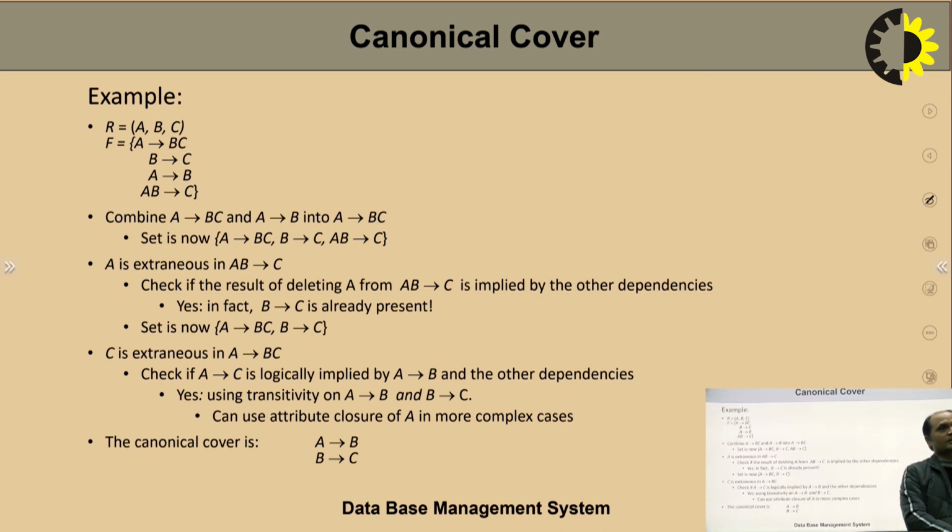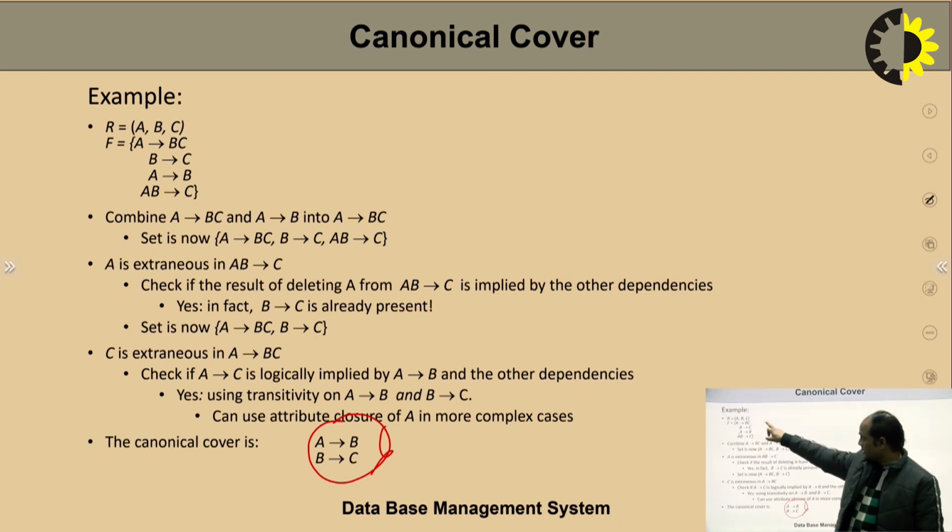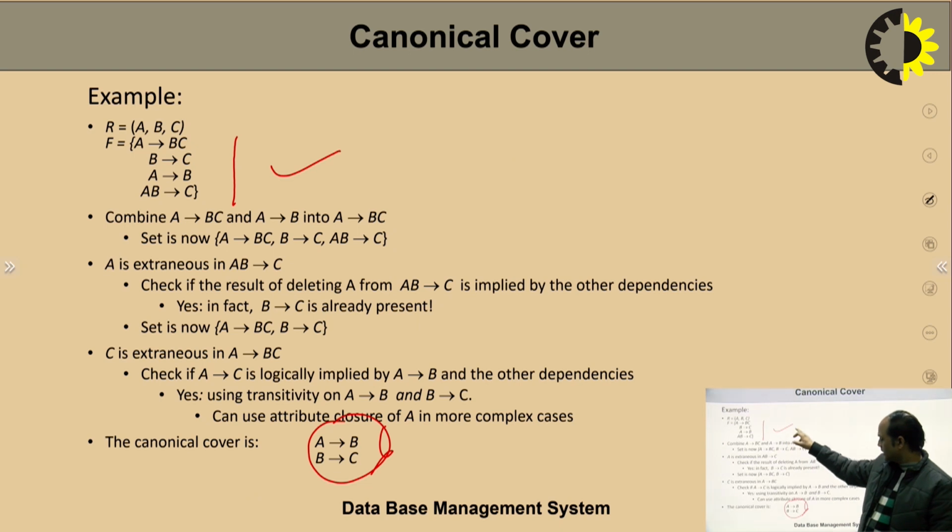Suppose we take another example of canonical cover. These are the functional dependencies and the relation, and we have to find the final output: A tends to B and B tends to C. Finally we find the canonical cover of this one. How can we find it? We can combine these functional dependencies. The set is A tends to B, C and B tends to C. So A is an extraneous attribute in this set and C is an extraneous attribute in this set.